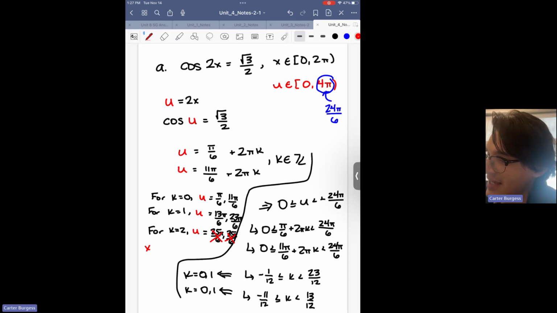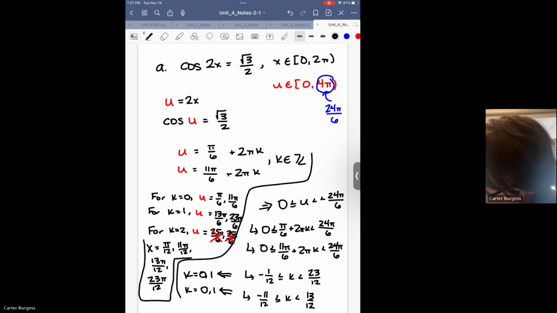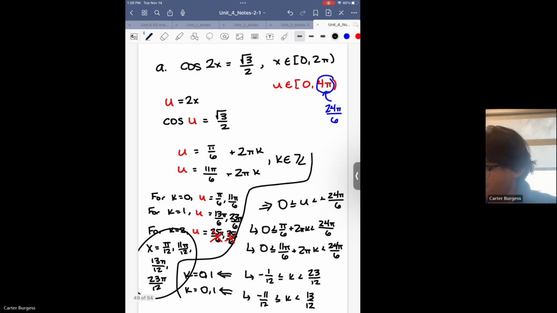the 4 x values that I get are, from when k equals 0, pi over 12 and 11 pi over 12. And from when k equals 1, I get 13 pi over 12 and 23 pi over 12. Yes, I divided each one by 2, because these are all equal to 2x.